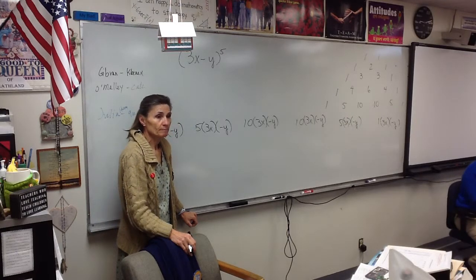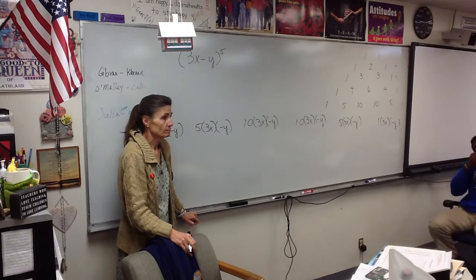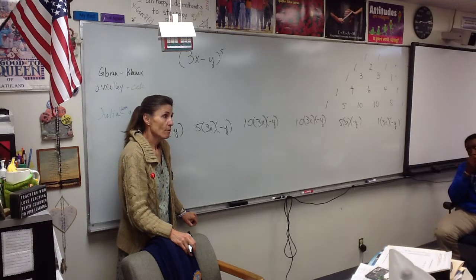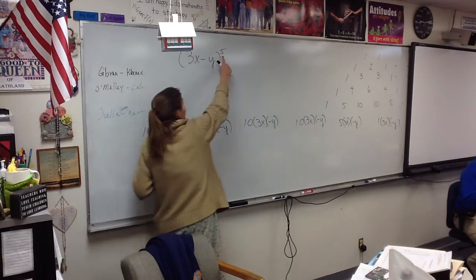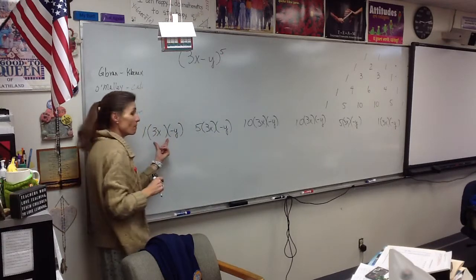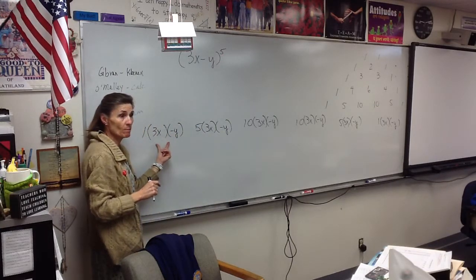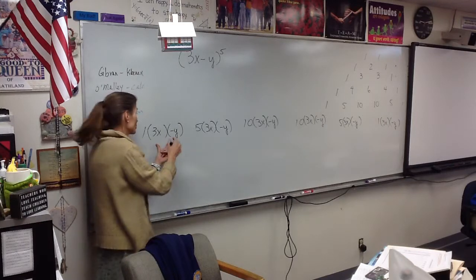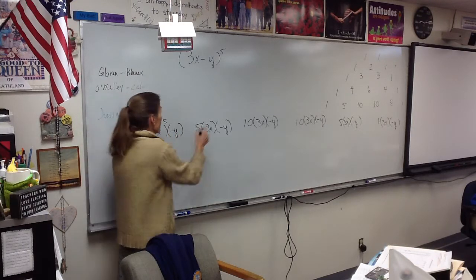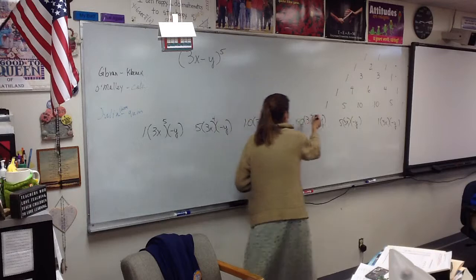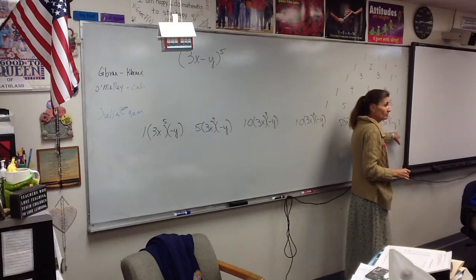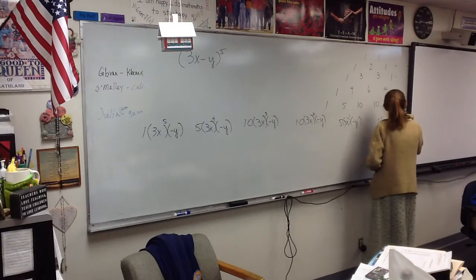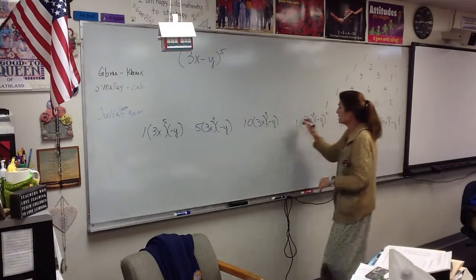Step 3. First we have to put our powers on. And we're going to the 5th power. So the power on the first variable, which for us is 3x, will start out as 5. And then it goes down. And then the second variable does the same thing, but from the other end.